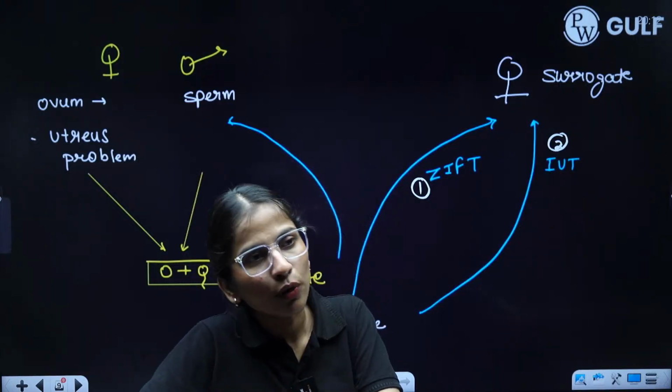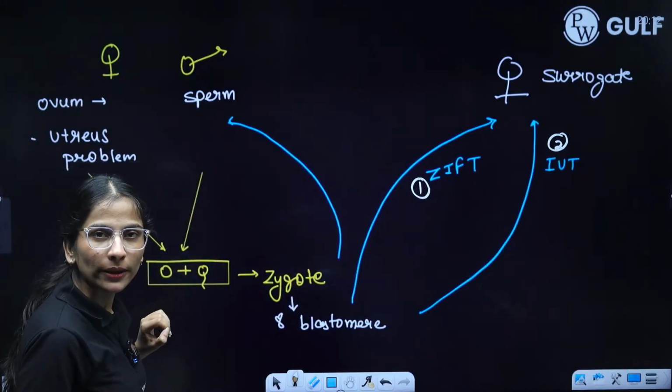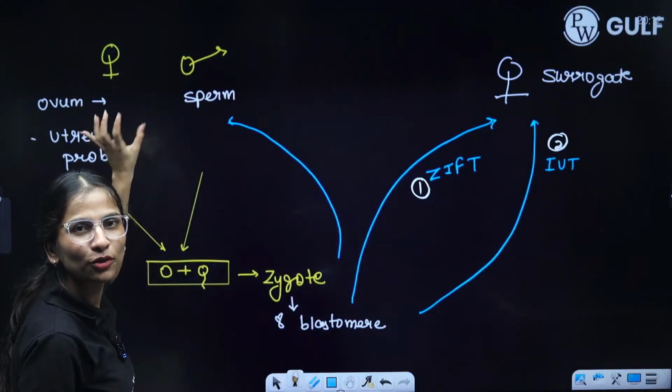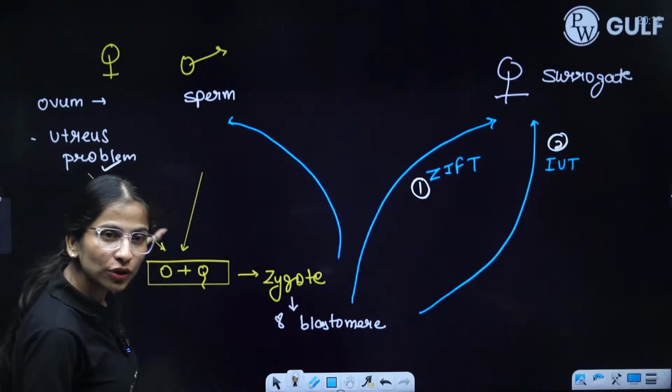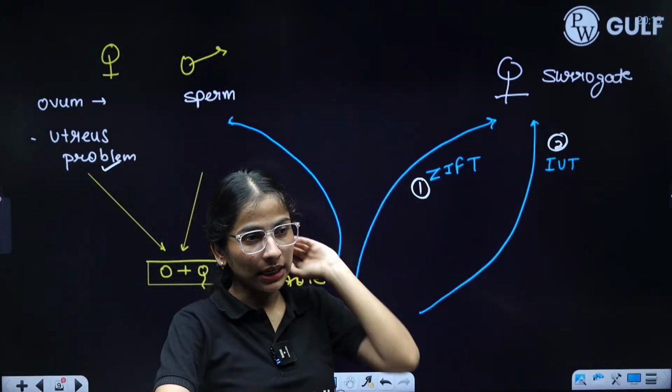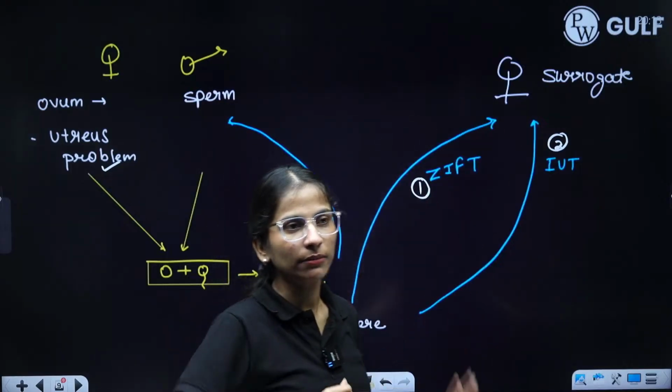So biologically, who is going to be the mother? This particular female is going to be the parent. She had a uterus problem, so she could not basically carry the baby for the 9 months. So we had to use a surrogate mother.